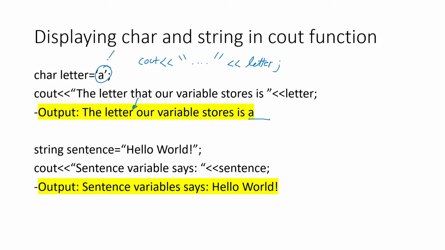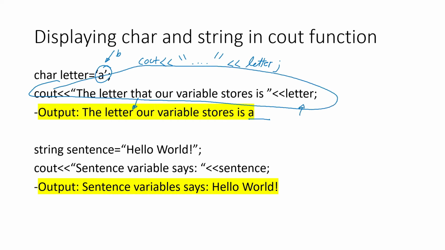So if I change this to B, we don't need to change this, because the letter is going to be updated to B, and that means this is going to be updated to B. So that's why we want to code it like that. We don't want to have A in these quotation marks. We want to code it as its variable.